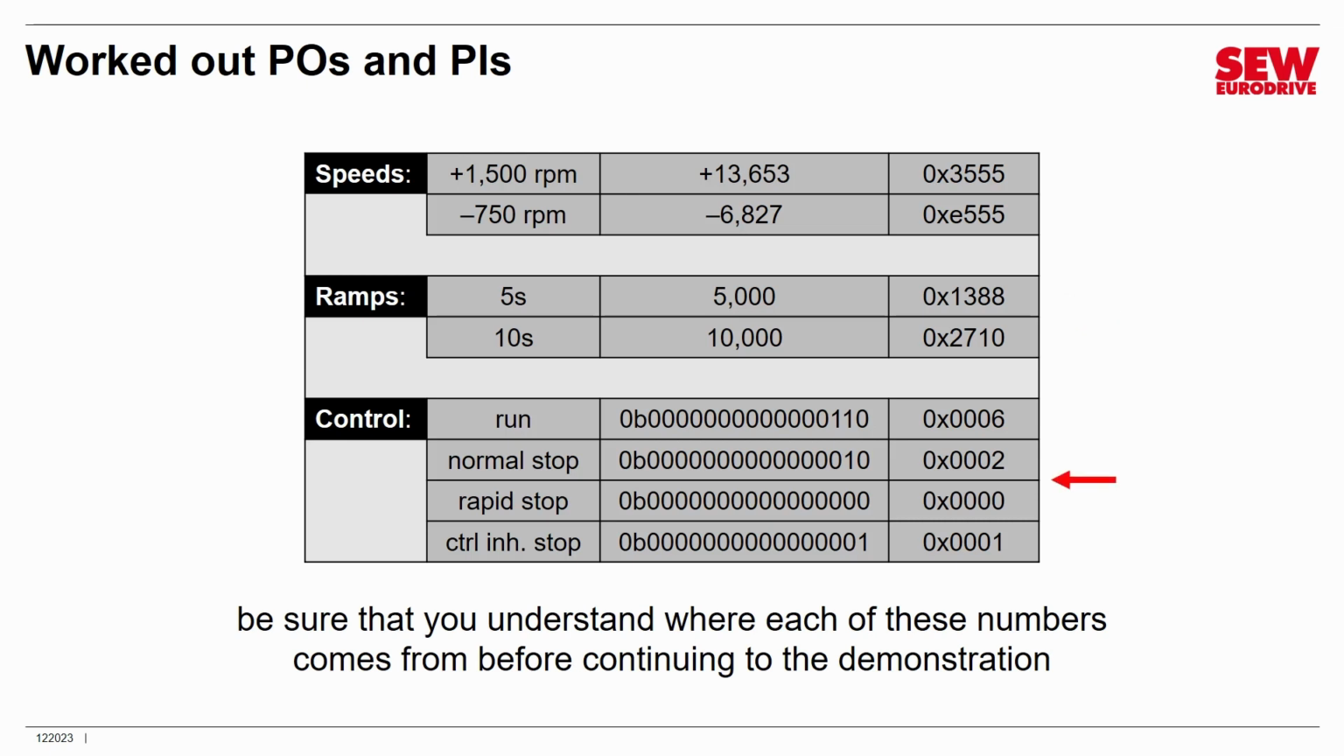And then these values I worked out earlier in this session. To get a run, I send 0006 to my VFD. To get a normal stop, 0002. To get a rapid stop, 0000. And a controller inhibit stop, 0001. So these are the values I'm going to be feeding the Ethernet Master Simulator to run my VFD. Let's go and do that.